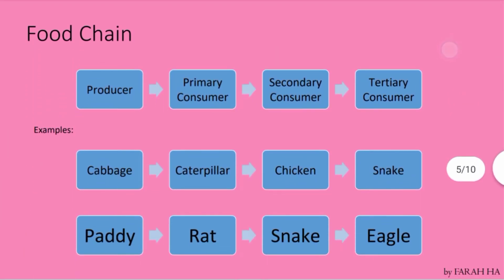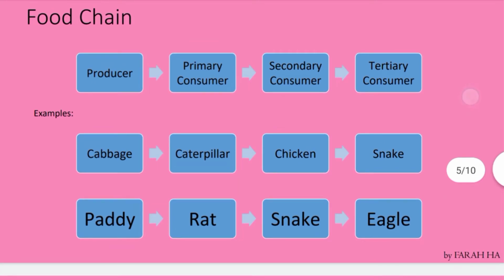So next is food chain. Let me explain about the food chain in the ecosystem. So producer is eaten by the primary consumer. Primary consumer is eaten by the secondary consumer. The secondary consumer will be eaten by the tertiary consumer. For example, cabbage, the green plant, will act as producer, will be eaten by the caterpillar, and the caterpillar will be eaten by the chicken, and the chicken will be eaten by the snake.